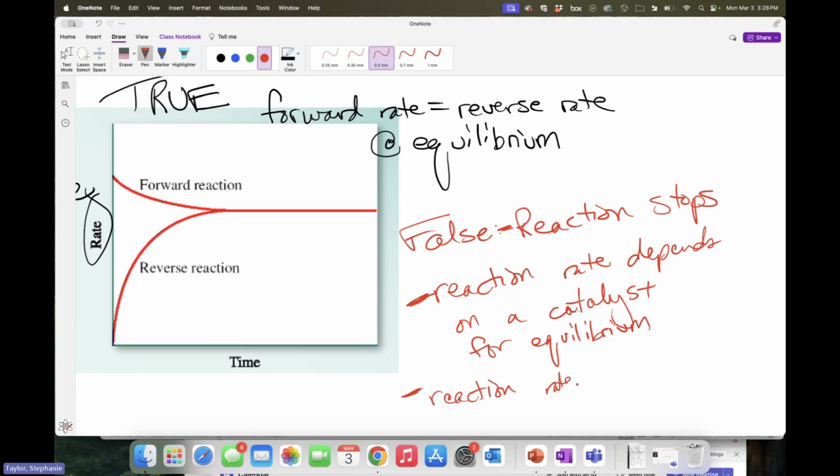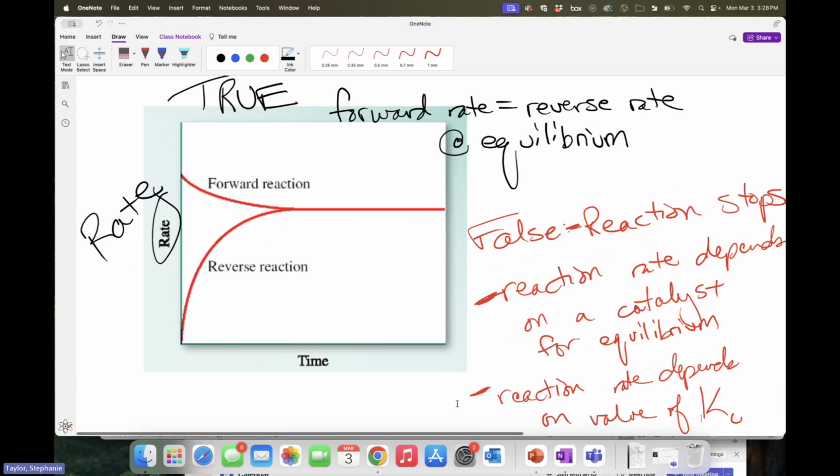We could also talk about reaction rate depends on a value of Kc. Also a false statement. That value of the equilibrium constant is not connected to how fast the reaction goes. So hopefully these give you some ideas about equilibrium itself.